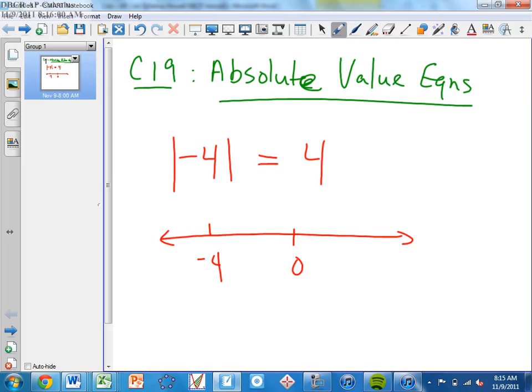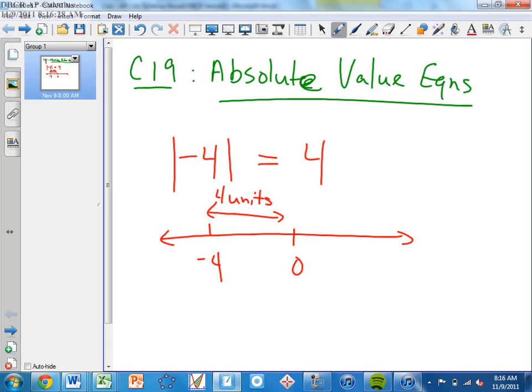Distance is always positive. Displacement is a whole other case, but we're looking at distance today. So the distance here is 4 units. We are looking at the actual distance from 0. Therefore, our answer for absolute value turns out to be positive, because we're looking for the distance, which is positive.